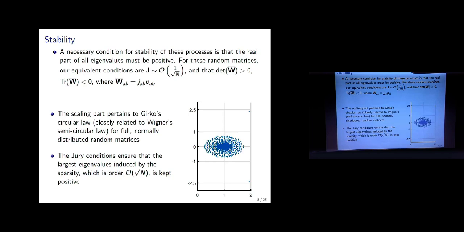That constrains the vast majority of the eigenvalues to the unit circle. But then you'll notice you have these two big eigenvalues that are conjugate pairs. Those are related to the Erdős-Rényi structure, the sparsity. And those you can keep to the right simply by these two Jury conditions, the determinant and the trace, on the blockwise average for the network.